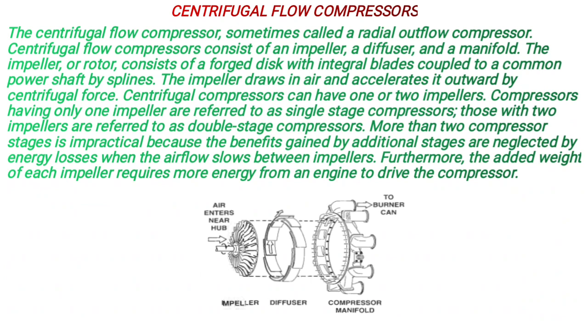A centrifugal compressor can have one or two impellers. Compressors having only one impeller are referred to as single stage compressors. Those with two impellers are referred to as double stage compressors. More than two compressor stages is impractical because the benefits gained by additional stages are negated by energy losses when the air flows slow between impellers. Furthermore, the added weight of each impeller requires more energy from an engine to drive the compressor.